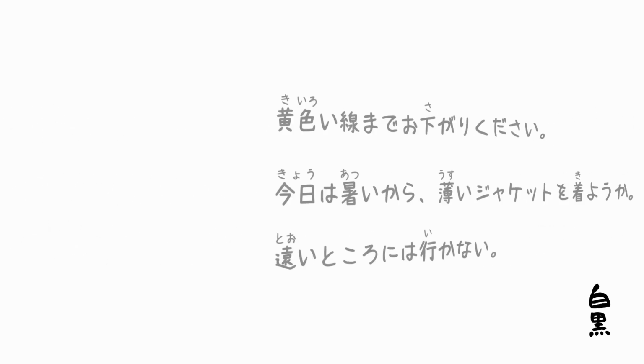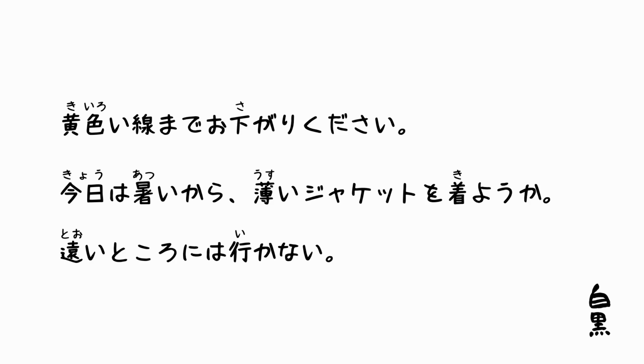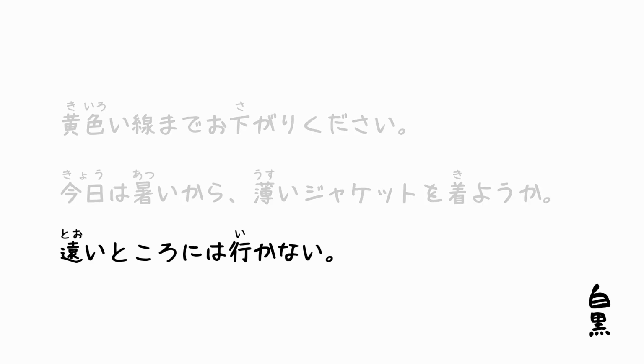And finally, adjectives. 黄色い線までお下がりください。今日は暑いから薄いジャケットを着ようか。遠いところには行かない。Yes, the last one, where I said 遠い, but it's 遠い. 遠いところには行かない.